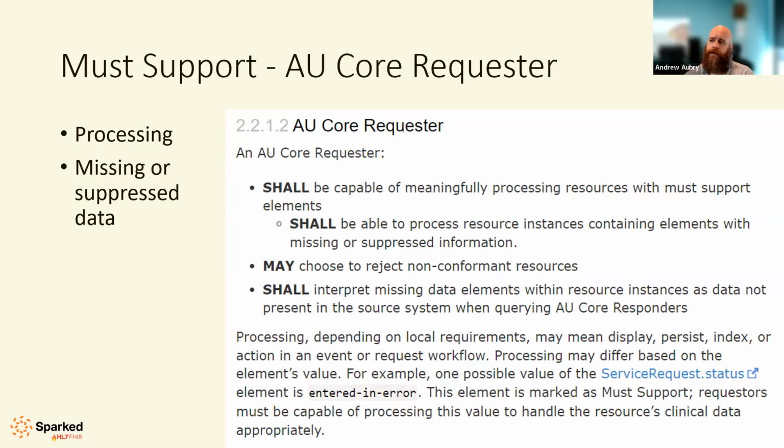Processing is defined in AU Core according to that text section at the bottom. Essentially, there are no hard requirements in AU Core for how a requester handles the data and what it means to receive a must support element. Does that mean they have to display it or persist it or store it to their database? It will depend on the element's value. So that is not actually part of the requirement of what you must do with it when you request it.